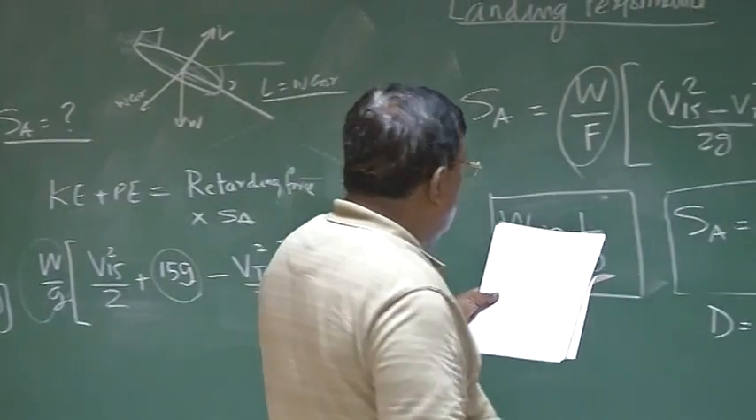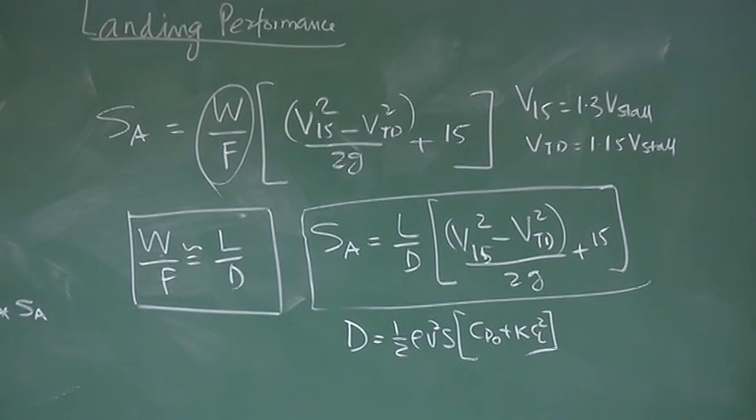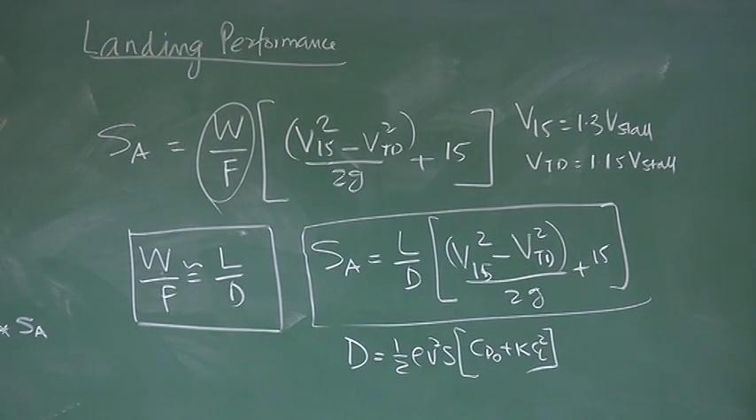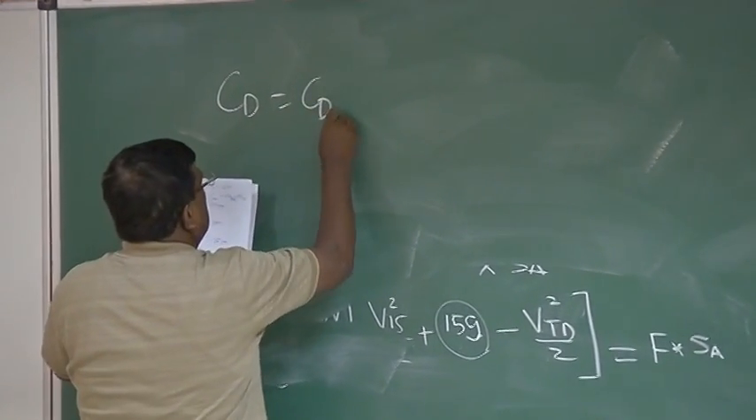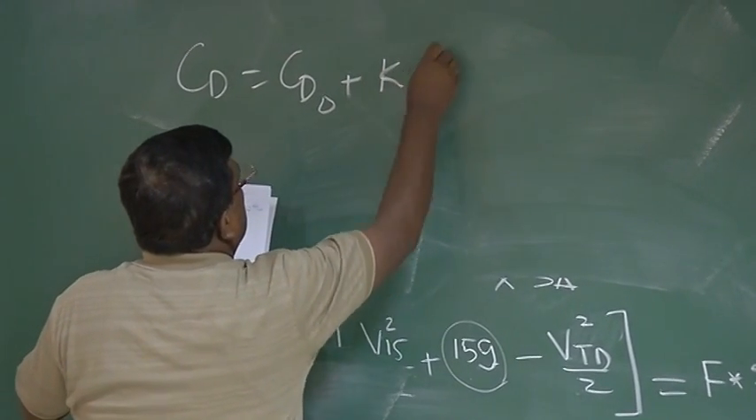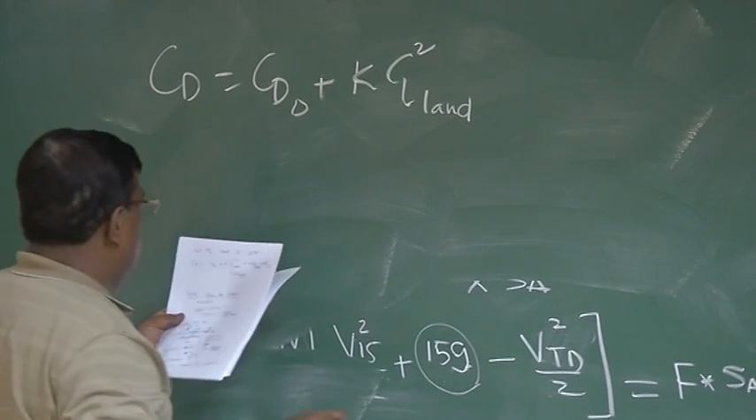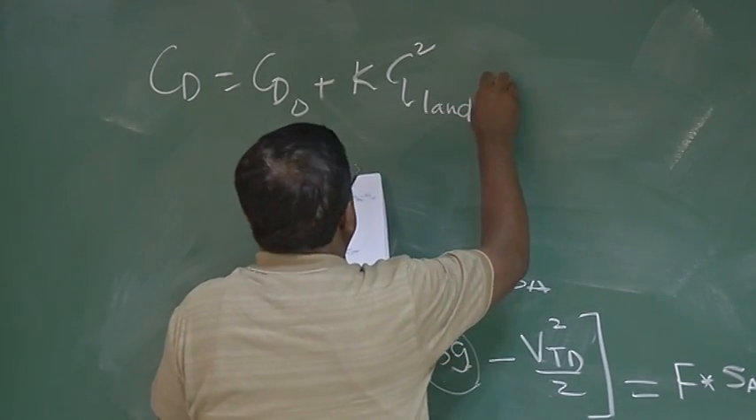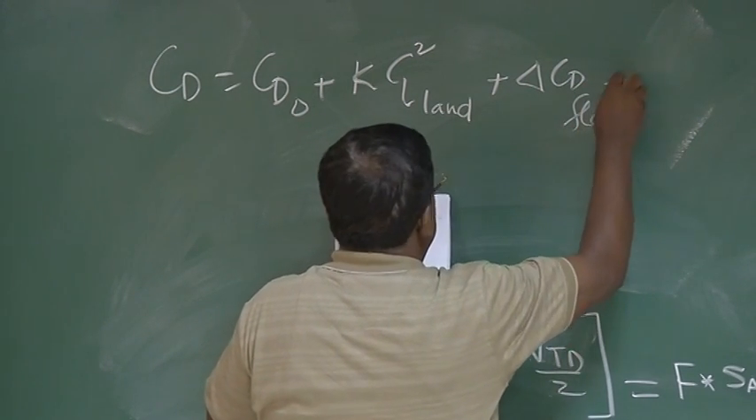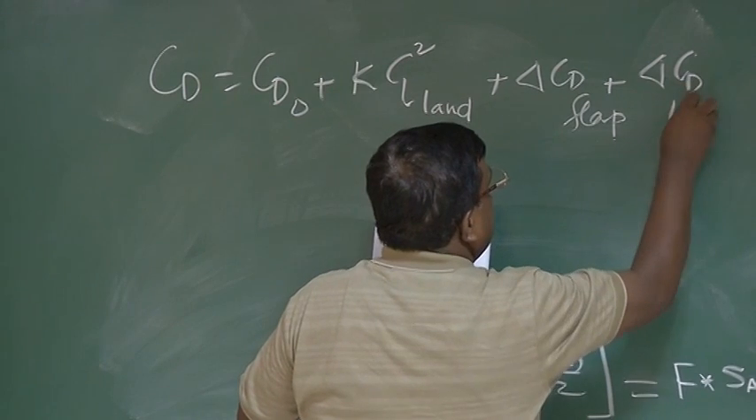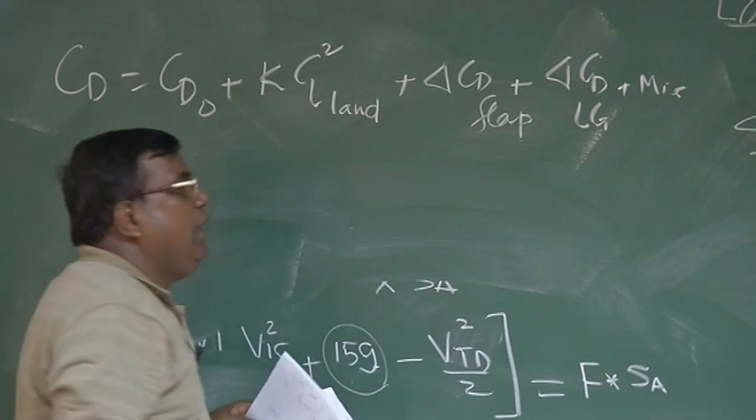So it is a fair enough equation for understanding purposes to write CD as follows. I can write CD as CD naught plus K CL land, that is CL with which it is coming, square, plus delta CD flap, plus delta CD landing gear, plus some miscellaneous. Okay, you will understand what the miscellaneous is soon.